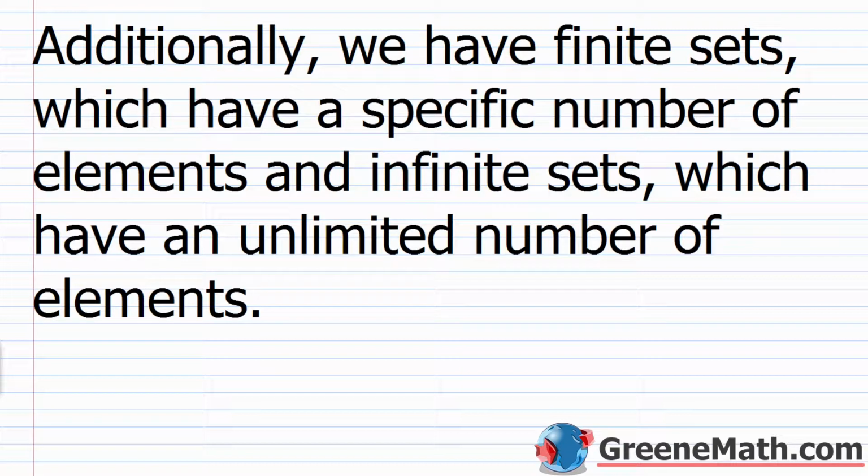All right, so additionally, we have finite sets, which have a specific number of elements. And then we have infinite sets, which have an unlimited number of elements. So as an example of a finite set, let's say I told you that we had a set A, which was the whole numbers that were less than 6. So this would be 0, 1, 2, 3, 4, and then 5. So that's a finite set. I can count 1, 2, 3, 4, 5, 6 elements involved there. But if I said, give me the set of whole numbers, or give me the set of numbers that are larger than, let's say, 5, those are each infinite sets because they go on forever. You can't possibly count them. Okay, so that's an infinite set.